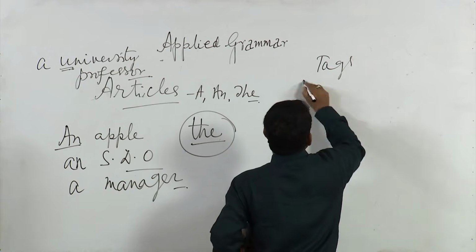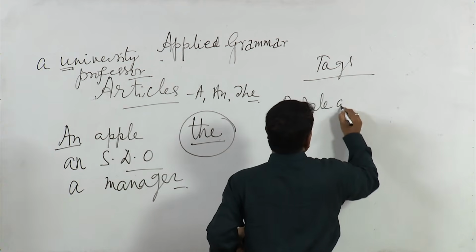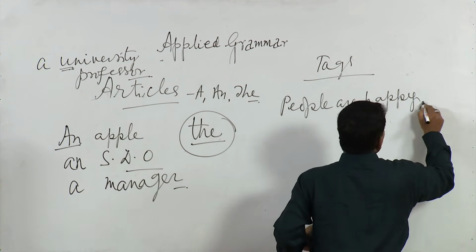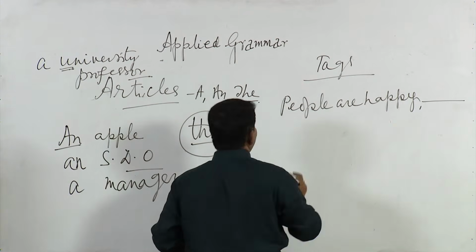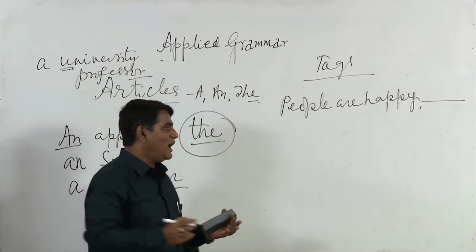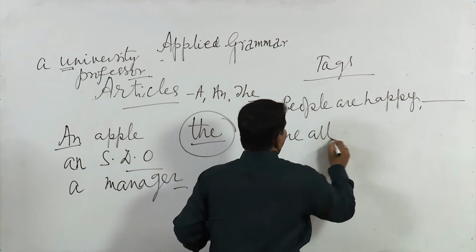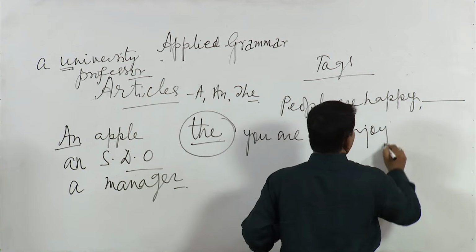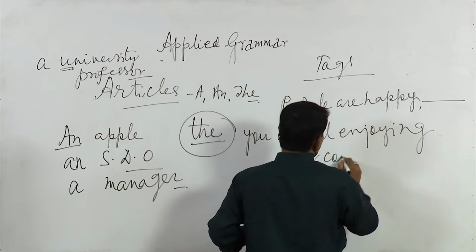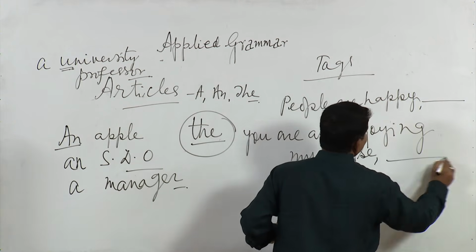But times are there. For example, people are happy. Suppose we say people are happy. If I ask you, people are happy, and after this there will be a tag. If I say you are all enjoying my course, and I want to have a sort of confirmation, in such a situation I have to use a tag.